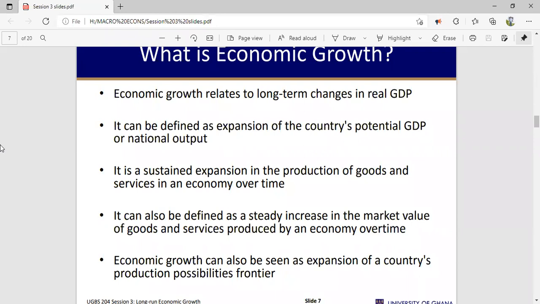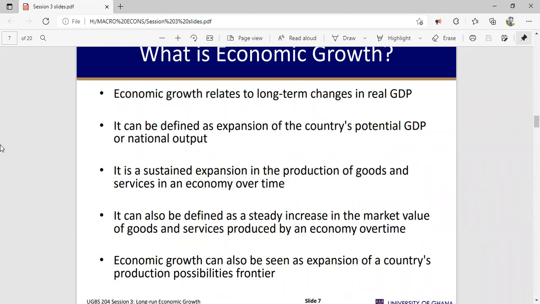Most of the time, people would always compare economic growth to economic development. So the first question is, if an economy is growing, does that mean the economy is developing? And can there be economic development without economic growth? These are the two questions that must pop in your mind as students of macroeconomics, so that you would get to know the understanding.